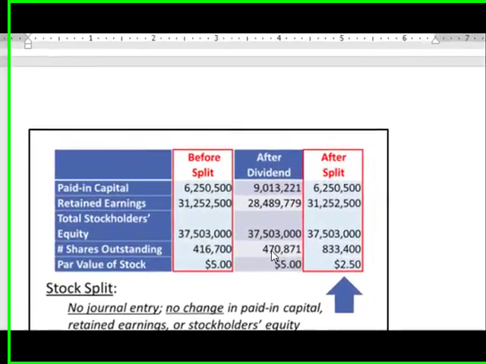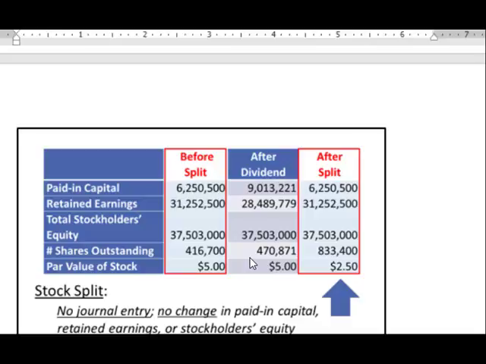So continuing the practice sheet example, now let's talk about the impact of a stock split, specifically a 2-for-1 stock split. And you'll see that I have a before the split column and an after the split column, and that the dollar amounts of paid-in capital, retained earnings, and total stockholders' equity all remain the same, both before and after the split. The reason being, there are no journal entries for a stock split, so there's no way that these amounts could change. So companies just make a notation in their records when they split their stock.